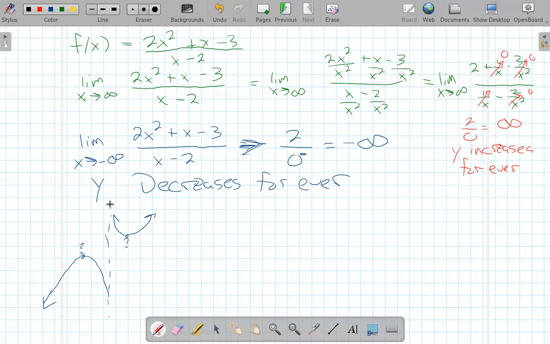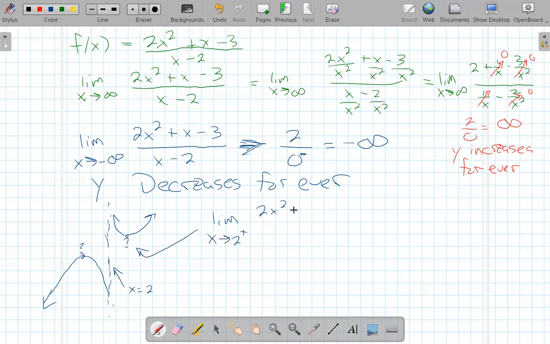But I just want to double check that this is indeed an asymptote. How do we do that? We have to take the limit as x approaches 2. I'm going to go on the right side first. So I'm going to look at this side first. So this vertical line right here that's kind of jagged is the line x equals 2.